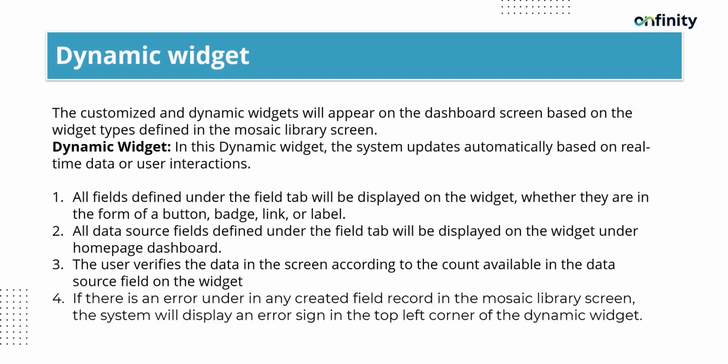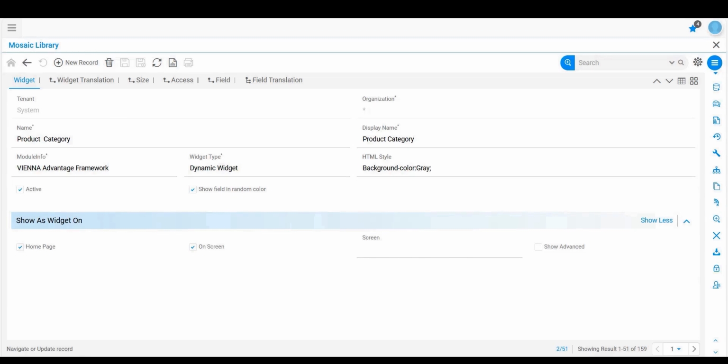The user verifies the data displayed on the screen against the count available in the data source field on the widget. If an error occurs in any created field record on the Mosaic Library screen, the system will display an error sign in the top left corner of the dynamic widget. Next, we will move to the Onfinity system to understand how to create these fields.